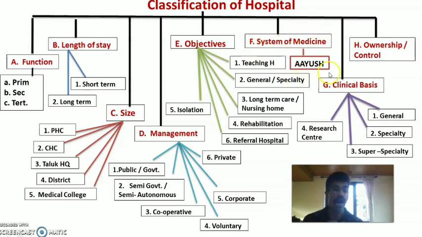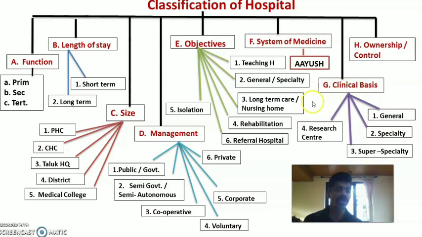Then according to the system of medicine, hospitals can be classified as Ayush. Here, I have made two groups: one is allopathic medicine, that is English medicine. Then Ayurveda, Yoga, Unani, Siddha and Homeo medicine, that is Ayush. So according to the system of medicines, that is Indian system of medicine or indigenous system of medicine, hospitals can be classified into Ayush. Okay.